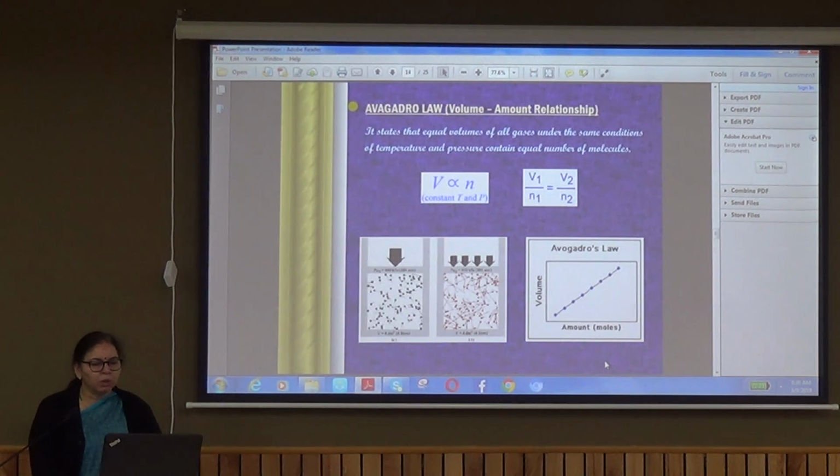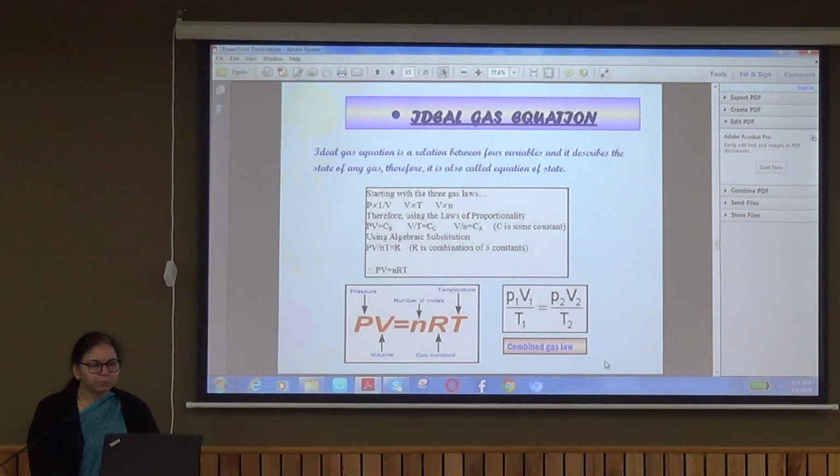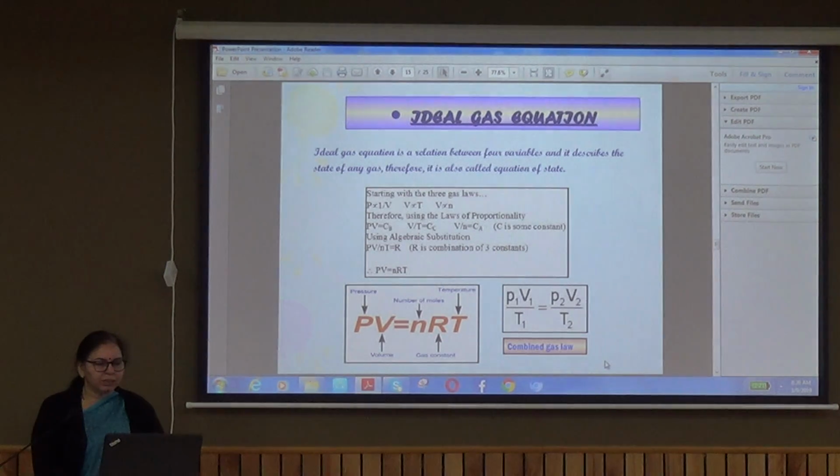Now Avogadro's law. It states that equal volumes of all the gases under the same conditions of temperature and pressure contain equal number of molecules. That is, V is directly proportional to n. Ideal gas equation. Ideal gas equation is a relation between four variables and it describes the state of any gas. Therefore, it is also called equation of state. That is, PV is equal to nRT. You can see how we can derive this.